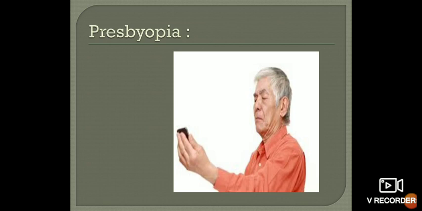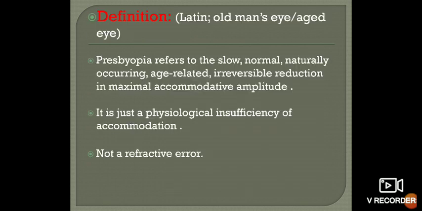Remember, next is presbyopia. Presbyopia in Latin means old man's eyes or aged eyes. In Marathi we say 'chalishi lagli'. So that is old man's eyes. It is going to happen to everyone. Presbyopia refers to a slow, normal, naturally occurring, age-related, irreversible reduction in maximum accommodative amplitude. So it is age-related, irreversible, slow, and naturally occurring.